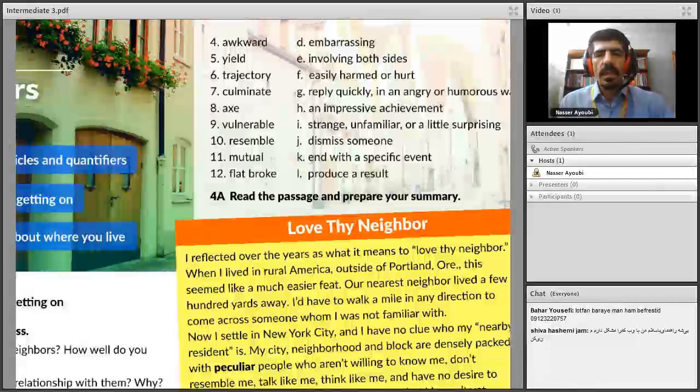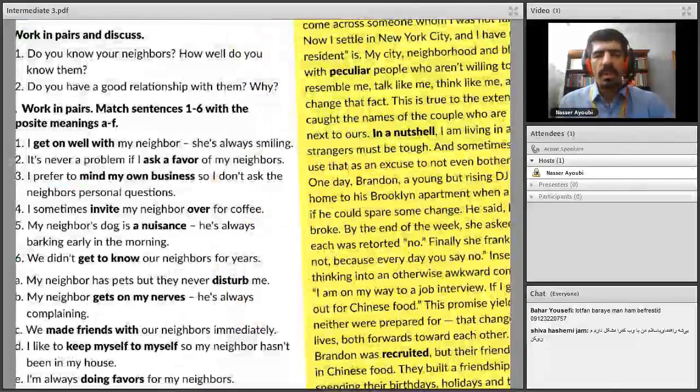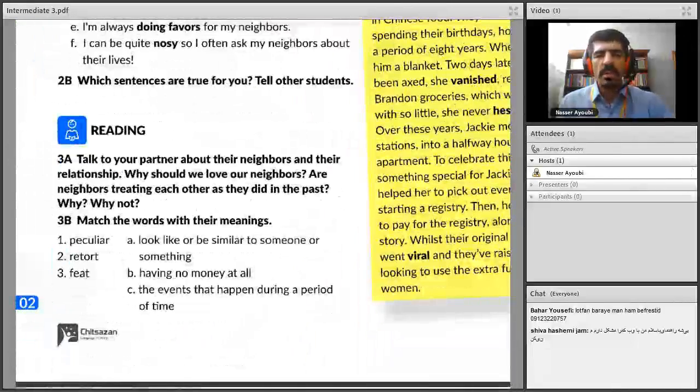And finally, flat broke. Flat broke means having no money at all. If someone is flat broke, there is no money left in his pocket or account. Flat broke, having no money at all.